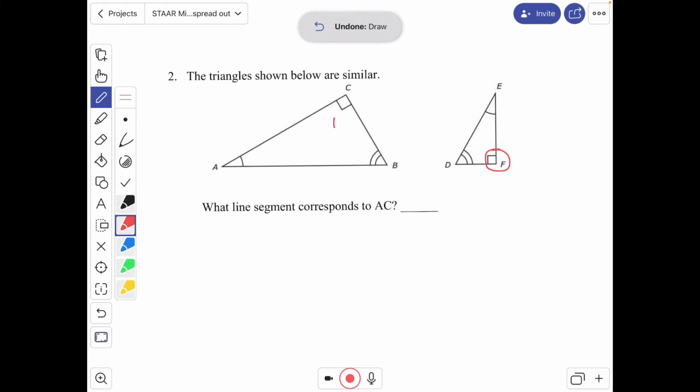I'm going to write where they match inside. So angle E here has 1 line that matches to angle A. Angle B and angle D both have 2 lines, so they match together. So it's looking for where A and C are. There's A, there's C. A goes with E and C goes with F, and you have to list them in the same order. So AC corresponds to EF.